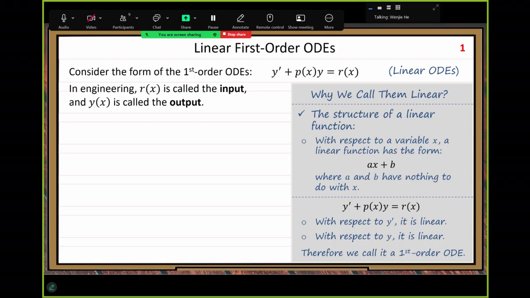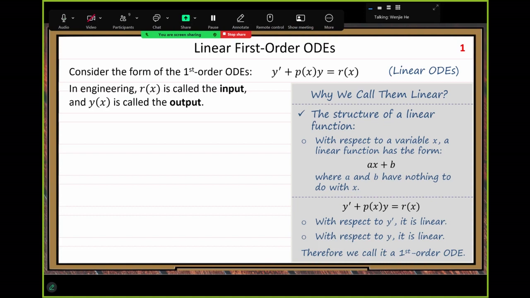Right-hand side function, input data. Then this P of x, this function, that's the part of the system. Because you have a system, a black box. So the input data enters that system. P of x is part of the system. And the output, y, is the output.